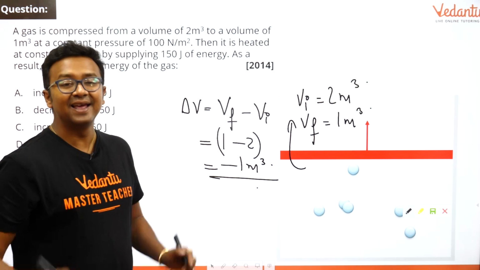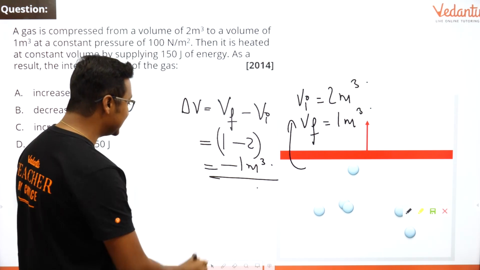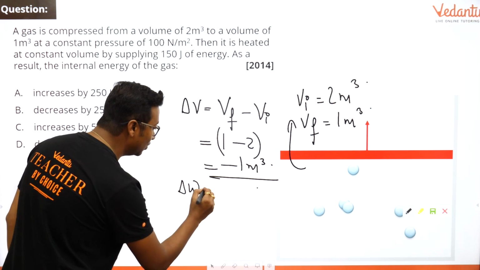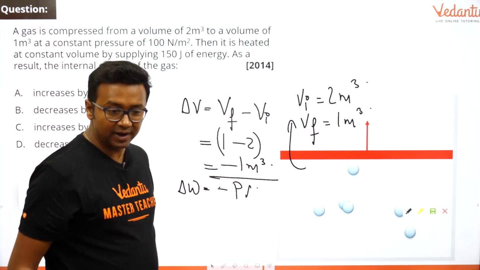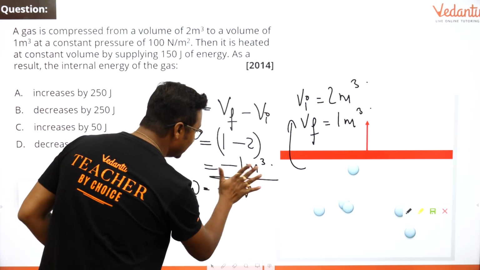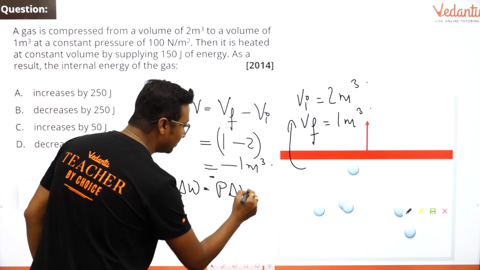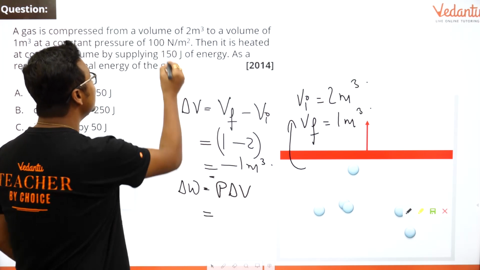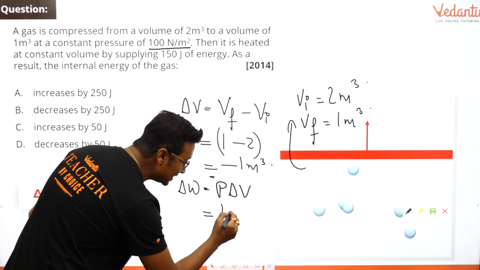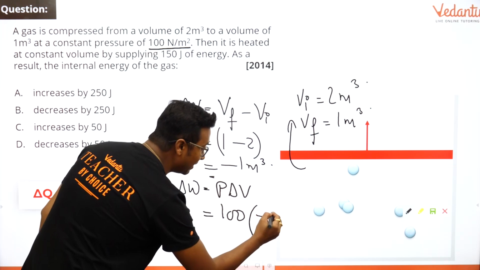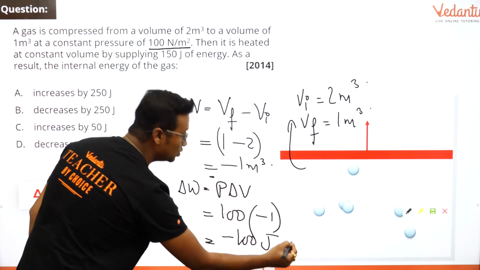Alright, students. Now, what will be the work done? In this particular case, the work done will be delta W, that is minus P into, we have already taken into consideration. So delta W will be just P delta V. So pressure, we have seen here, it is at a constant pressure of 100 Newton per meter square. So I'll keep it as 100 and delta V is minus 1. So this will become minus 100 joules.